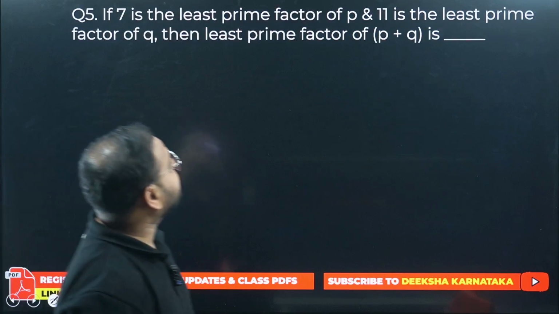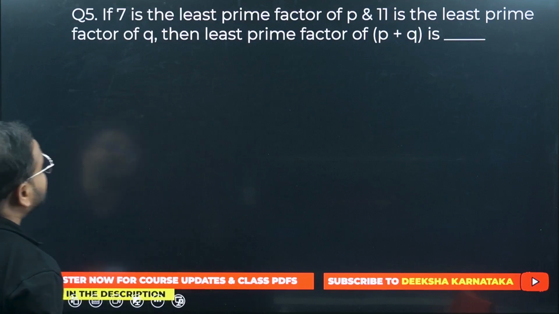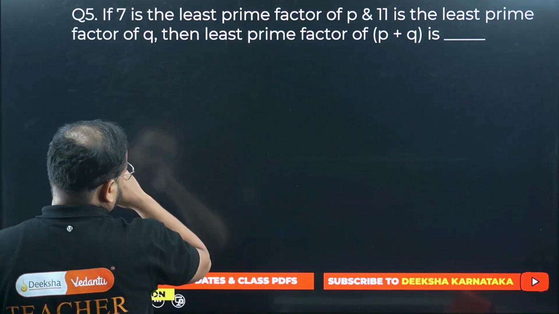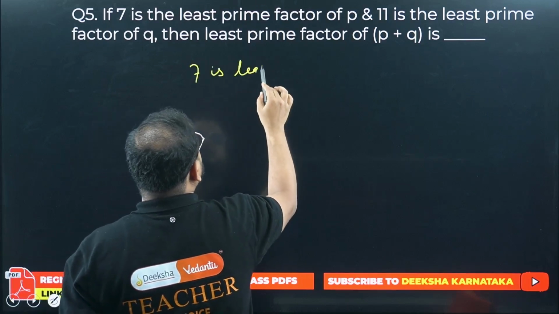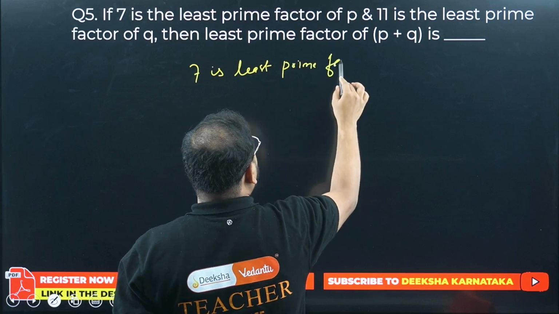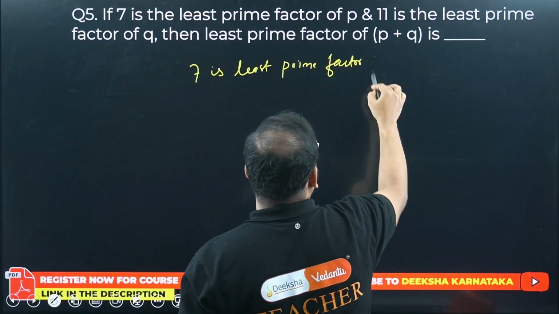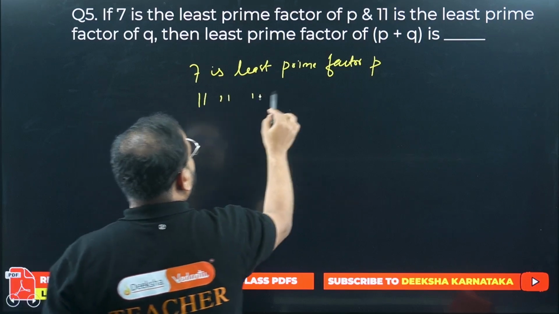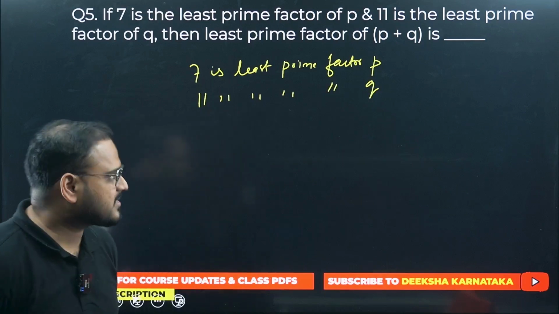If 7 is the least prime factor of P and 11 is the least prime factor of Q, what is the least prime factor of P plus Q? Okay, 7 is the least prime factor of a number P, and 11 is the least prime factor of another number Q. Please understand this.